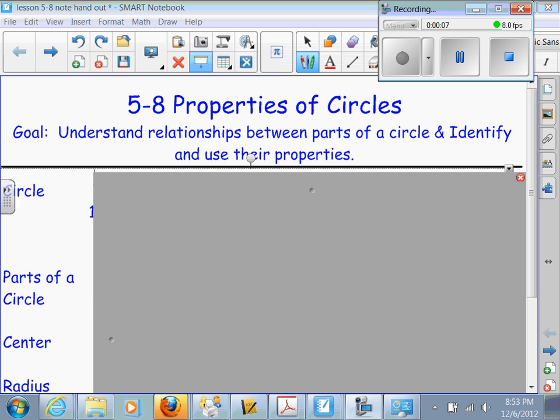Welcome to Integrated 2, Section 5-8, Properties of Circles.